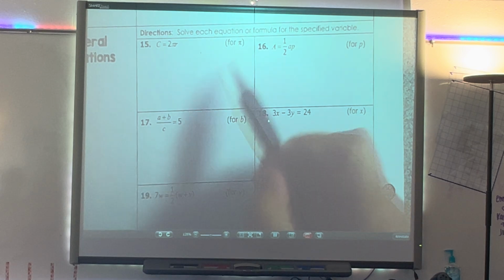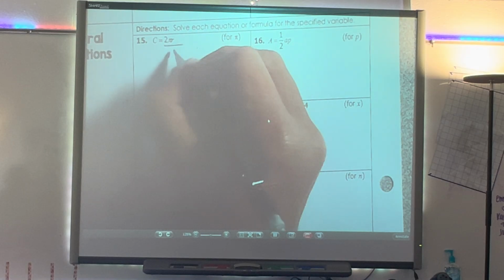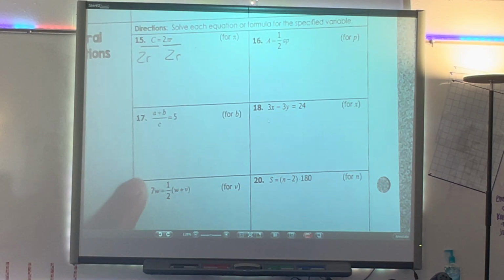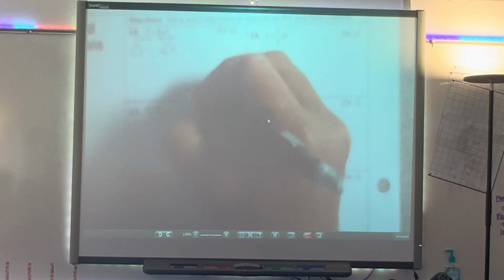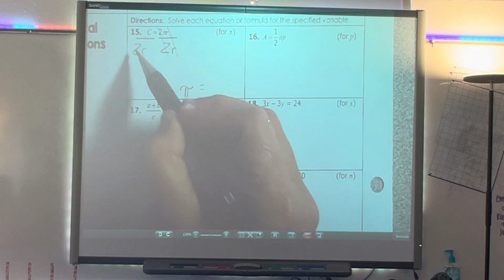Okay, so in this problem right here, we're solving for pi. I want pi by itself. What's attached to pi? 2 and what? R. How are they both attached? Multiplication. How do I get rid of multiplication? Division. So I'm going to divide both sides by 2r. Are y'all okay there? So when I divide this side by 2r, it goes away and it just leaves me with pi, which is what I want, right? Over here, can I do anything with this?